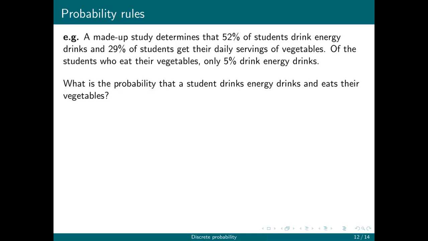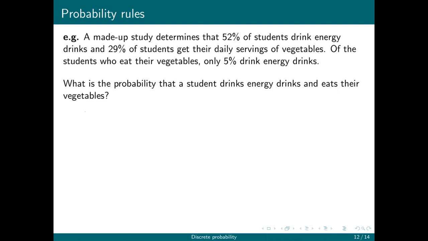Suppose that someone takes a study of some students, this is totally made up, and determines that 52% of students drink energy drinks and 29% of students get their daily servings of vegetables. Of the students that eat their vegetables, only 5% drink energy drinks. So a really good way to start whenever we have a question like this is to write down the given probabilities in the correct notation.